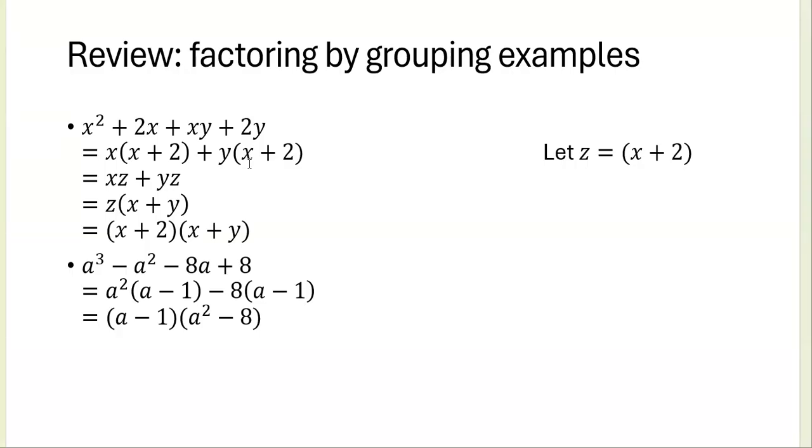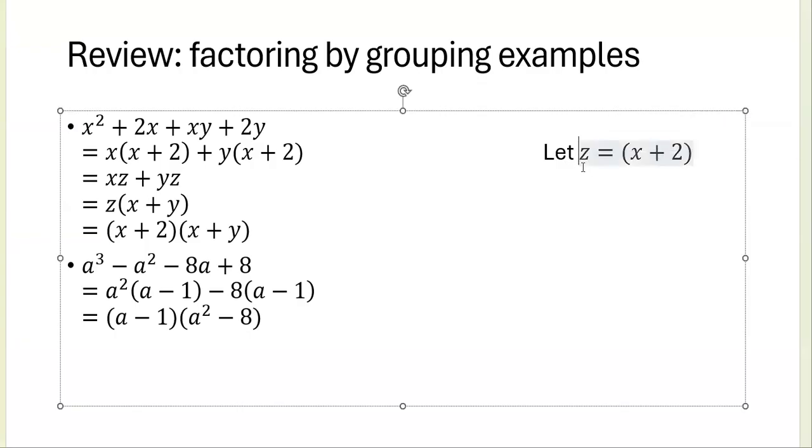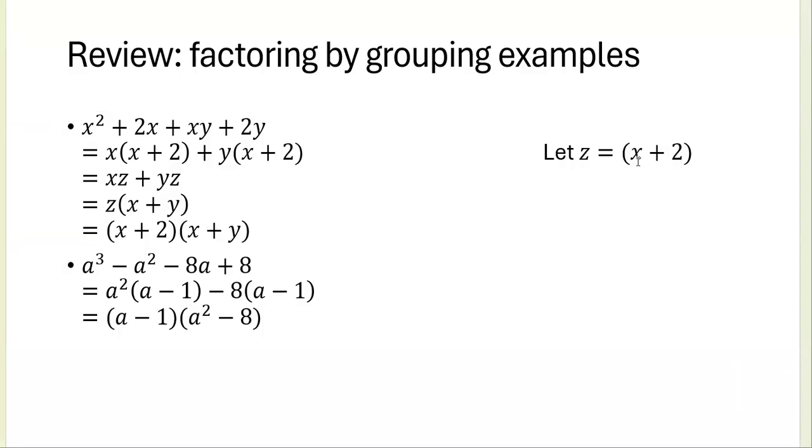So let's do a little substitution, okay? Let's define this new variable z to be x plus 2. I'm American, so I say z. Okay, by the way, let's let z be x plus 2. Okay, so wherever there's an x plus 2, we're going to substitute with a z. So notice when we do that, it's much easier to see that z in these two terms now is the GCF. So we can factor that out. So it becomes z times x plus y.